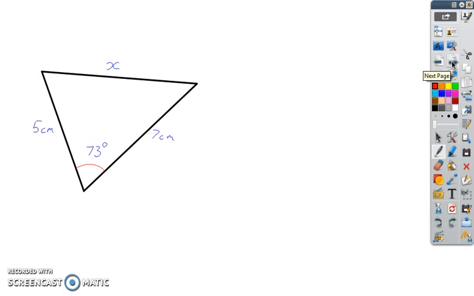Okay, this triangle here, we know two sides. We know 5 centimeters, 7 centimeters, and the angle in between, the included angle. Now then, if I'm ever going to use a formula in any of my questions, the first thing I do is write out that formula. Here we're going to use the cosine rule. A squared equals B squared plus C squared minus 2BC cos A.